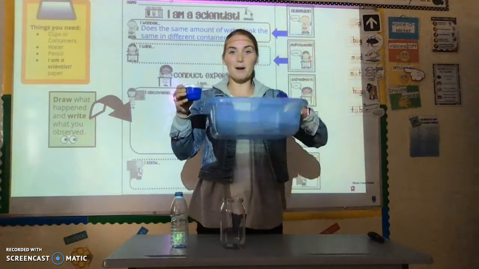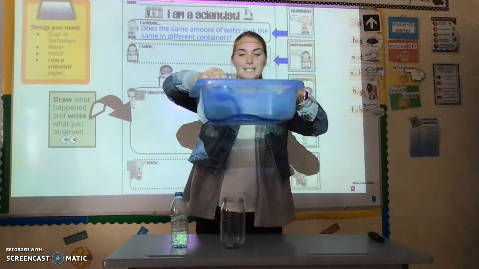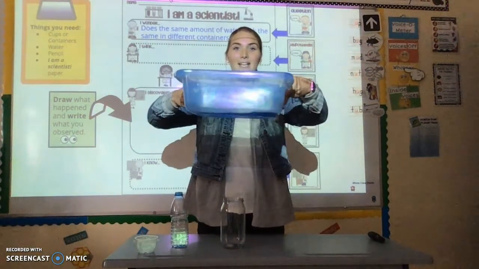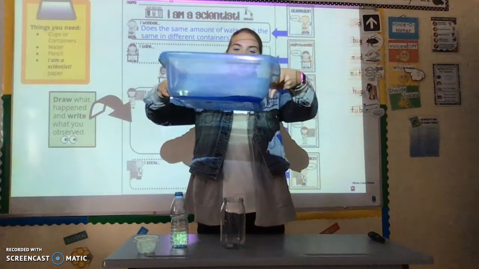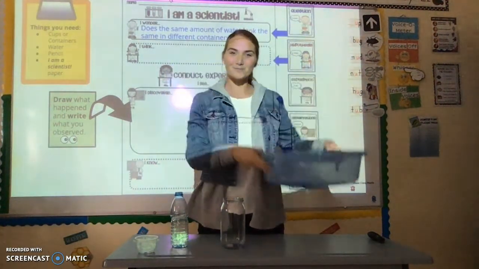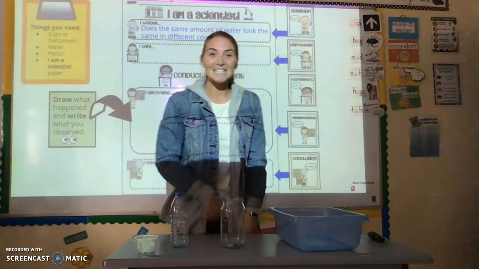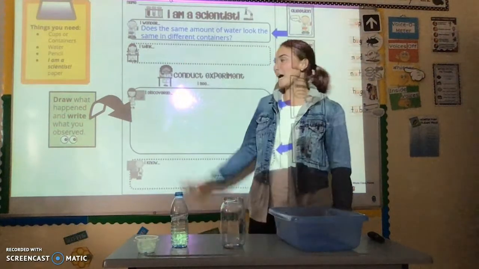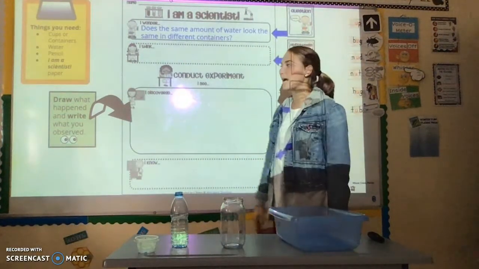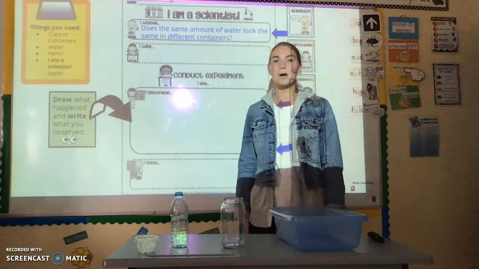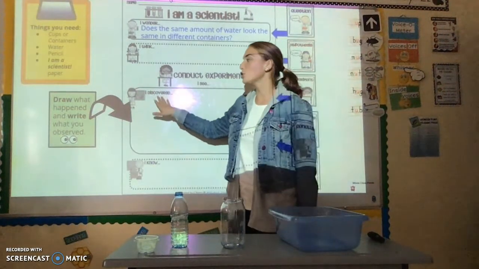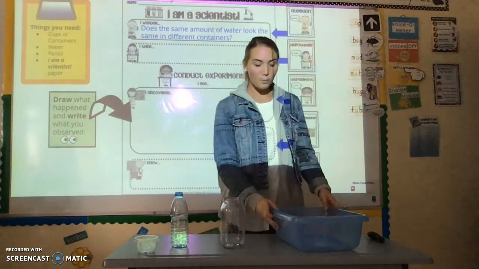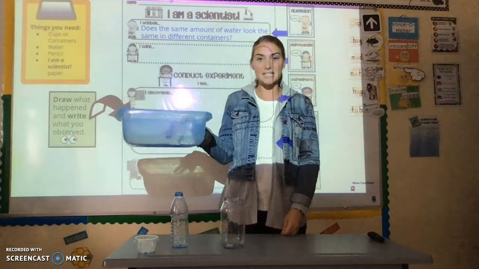What if I take my water and I pour it into this container, boys and girls? Can you even see the water in the bottom of that container? All right, so if you were following along with me or doing this at home, now it's time to write, what did you discover? You're going to draw what happened. So draw me a picture of the water in two different containers.